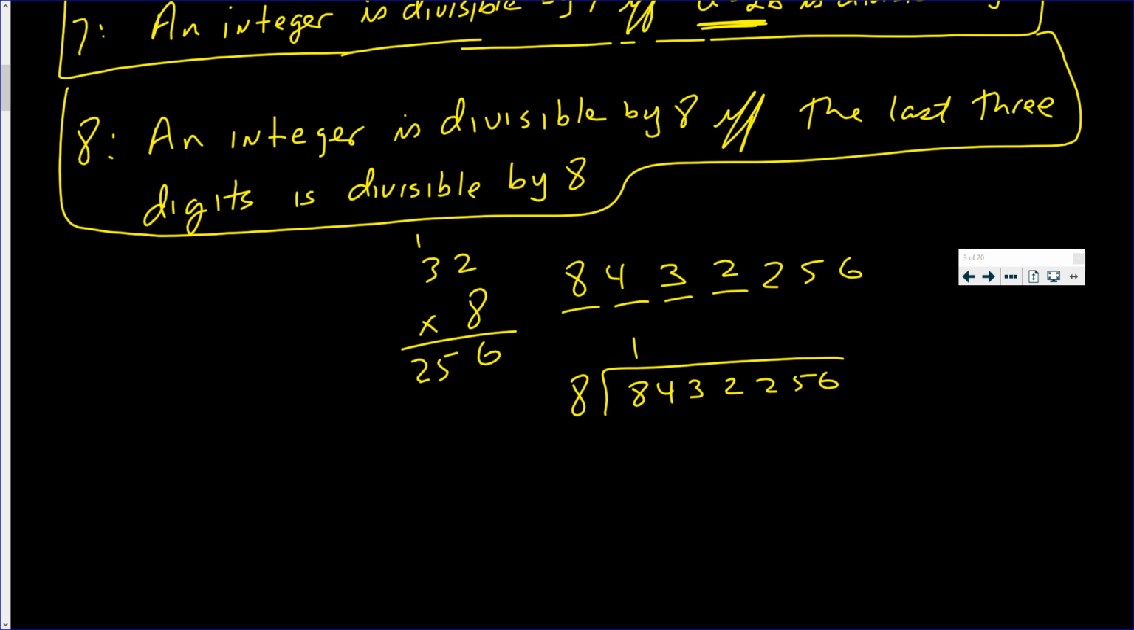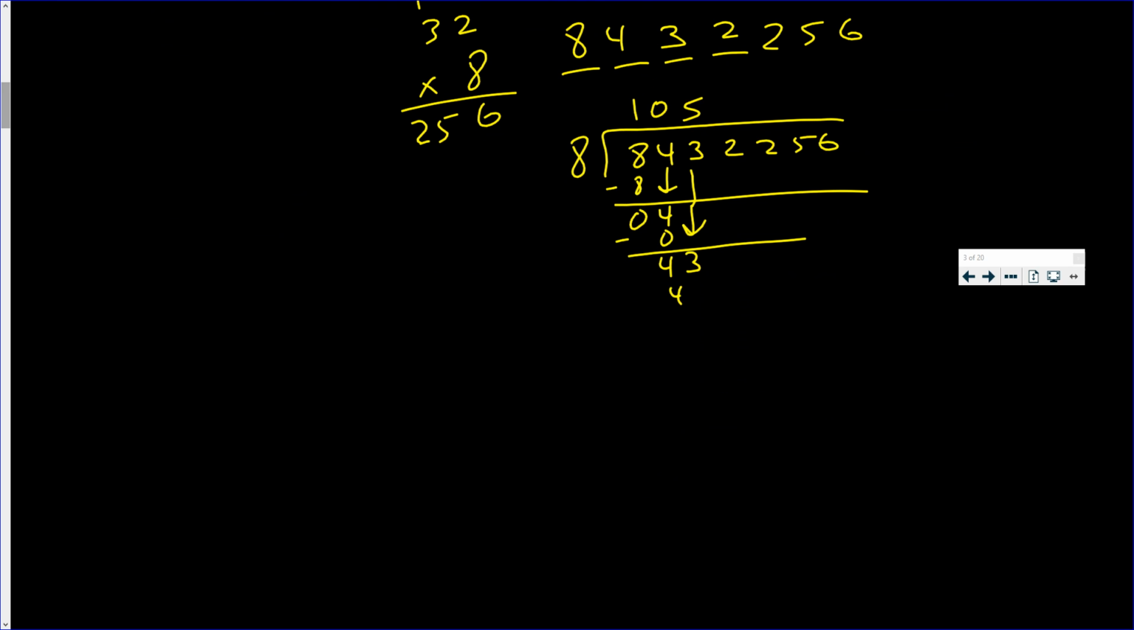8 goes into 8 one time. Subtract, get 0, bring down the 4. 8 goes into 4 0 times. Bring down the 3. 8 goes into 43 5 times. That used up 40. You get 3, bring down the 2. 8 goes into 32. You know what? I want to make this a 3. I don't want 8 to go into everything but the 256. So instead of bringing down a 2, I bring down a 3.